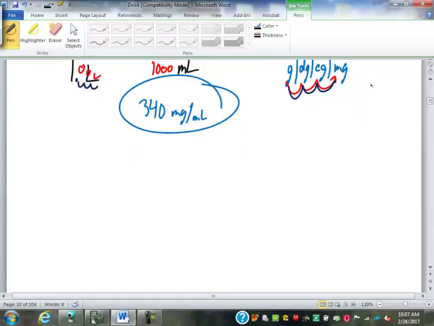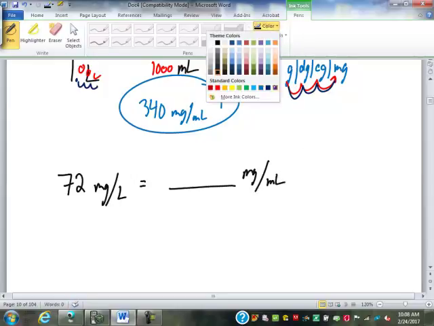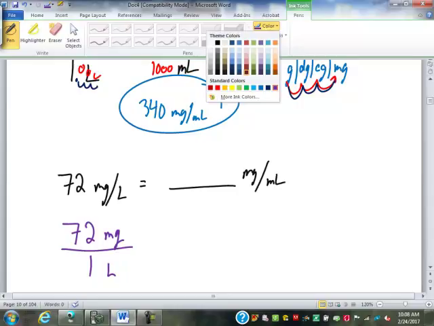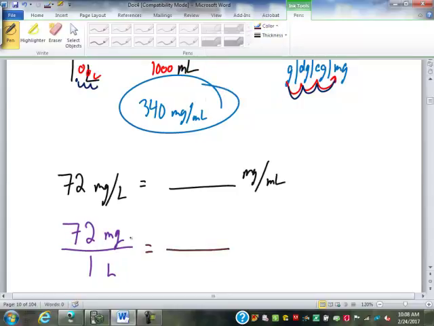Let's do another example. Let's do 72 milligrams per liter. And I want to change that into milligrams per milliliter. So this is 72 milligrams per 1 liter. Now the top is staying milligrams. That's not going to change. The bottom is going from liters to milliliters.